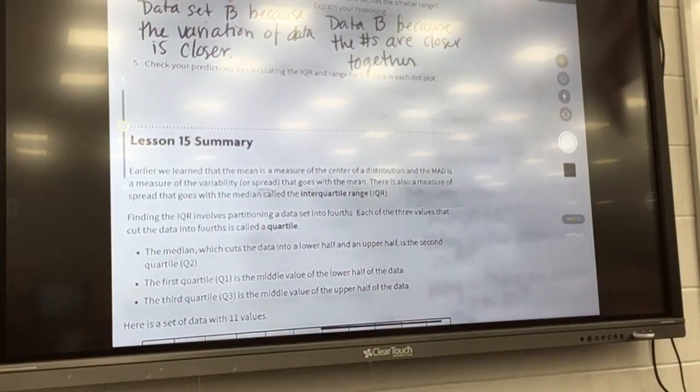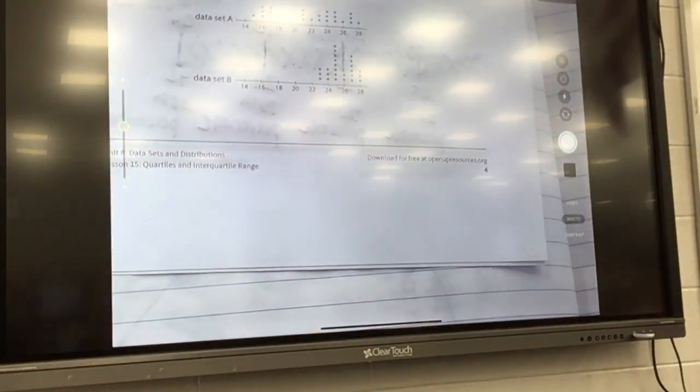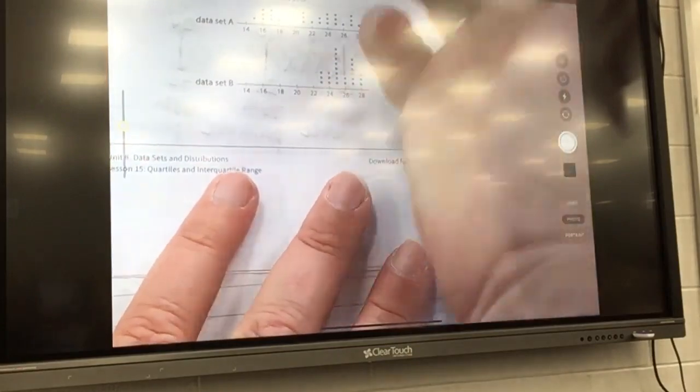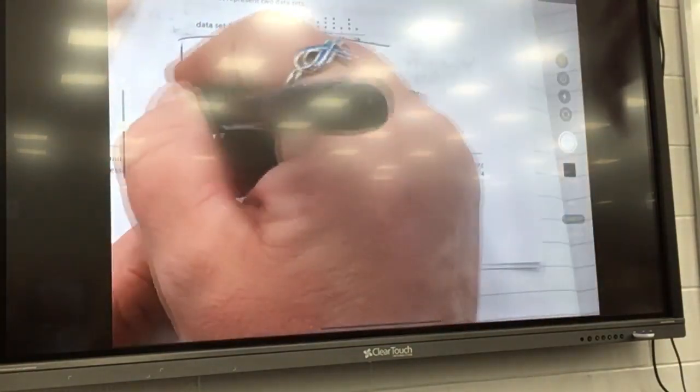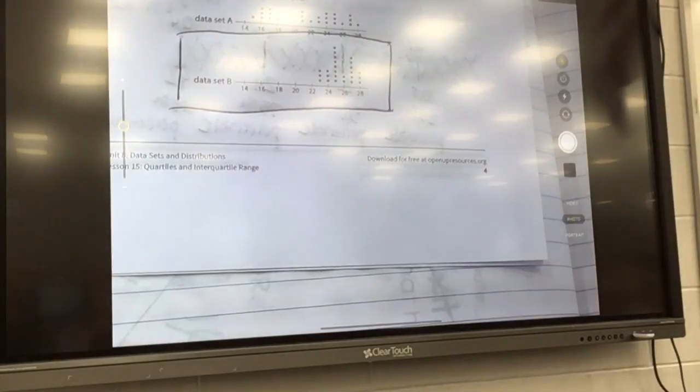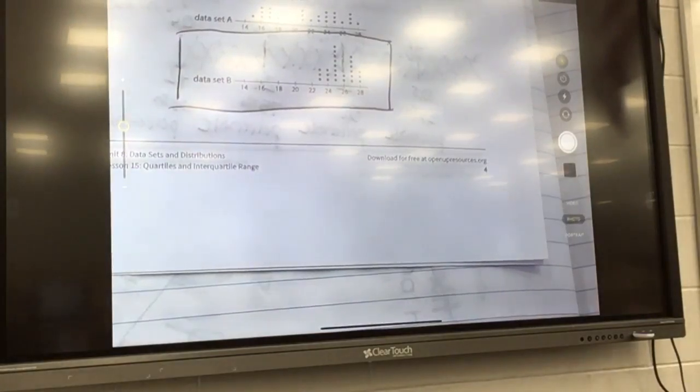All right, number 5, you're doing as a group. Obviously you don't have to do data set A, because we didn't say data set A for any of our answers. So you have to calculate essentially your 5-number summary and get your IQR and your range. You're using this data set only, and you're working together as a group. Okay? Go ahead.